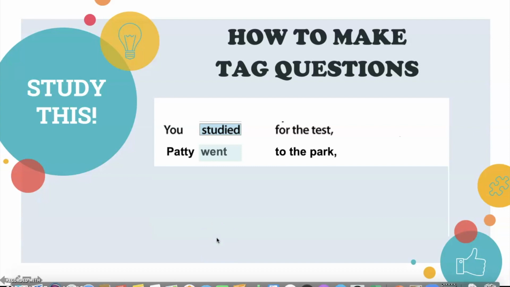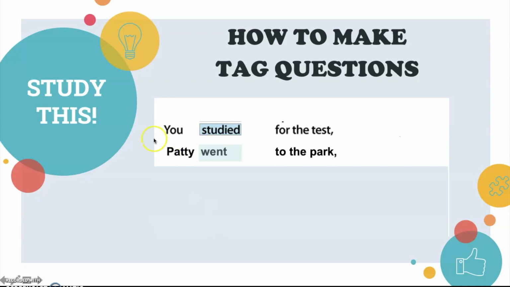How can we make questions using the simple past? Look, here we have 2 sentences in affirmative form. You studied for the test. Patty went to the park. So, if we have an affirmative sentence in the past, we are going to use a negative tag question. So, if you have "you studied for the test," our negative tag question will be, "didn't you?"